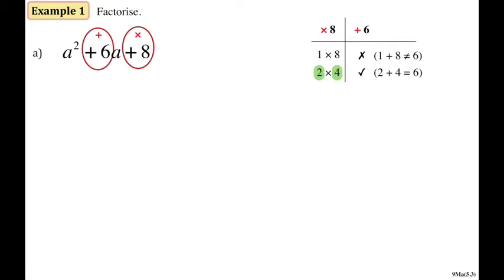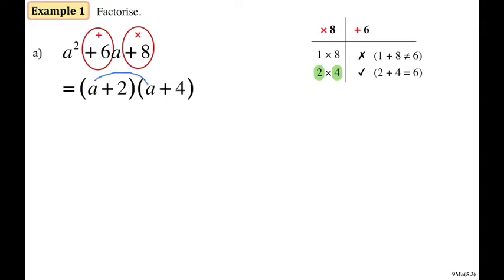So those two numbers, 2 and 4, are the numbers that I'm going to put into my brackets. Each bracket will start with an A because the question has A's in it, and I'll have a 2 and a 4. Let's just check to see what actually happens if I expand those brackets out.